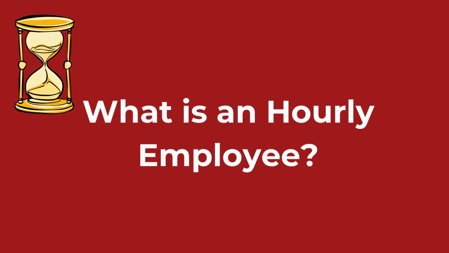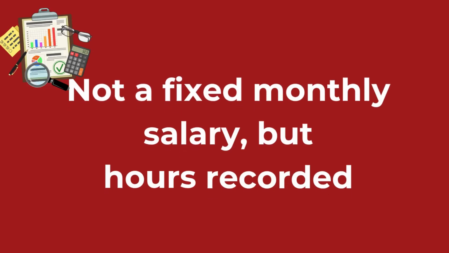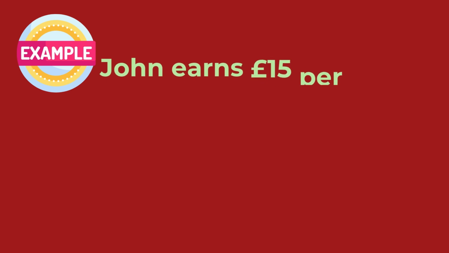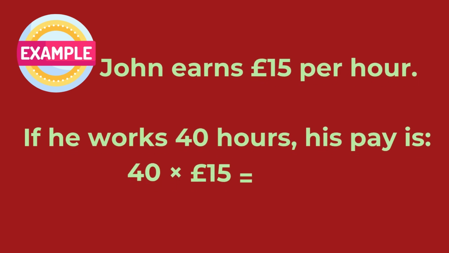So an hourly employee is paid according to the number of hours they work. Instead of receiving a fixed salary, the pay changes depending on the hours recorded. For example, John earns £15 per hour. If he worked 40 hours, his pay is 40 times the £15, so he will receive £600 for the 40 hours that he worked.